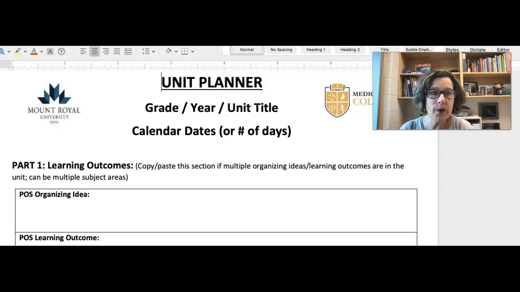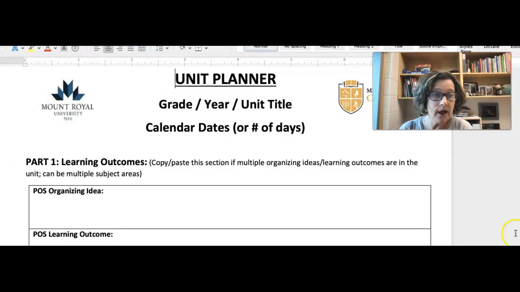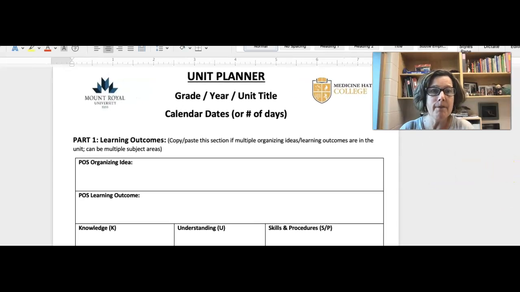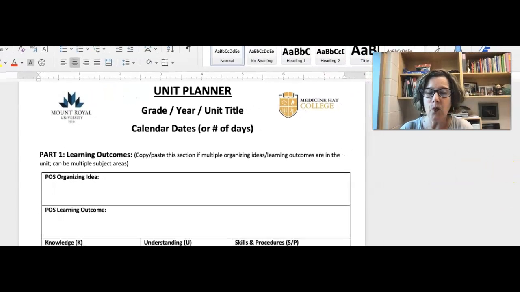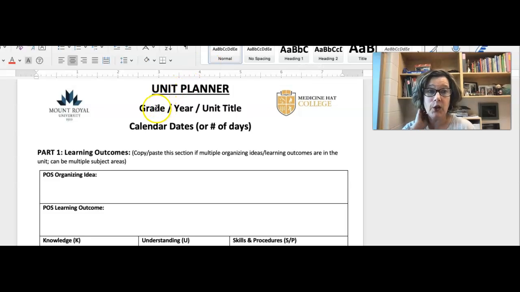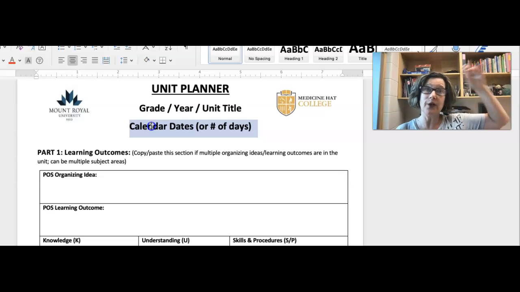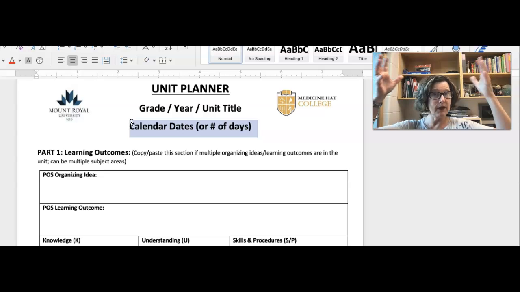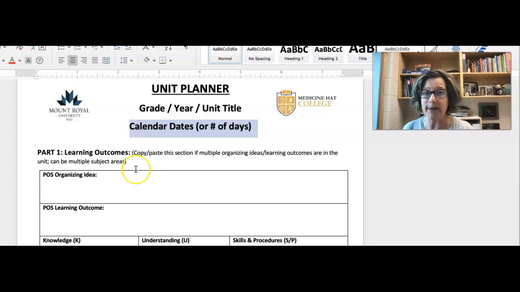I'm just going to show you the unit planner because, like I said, Lauralee and Jason are going to spend a little bit more time on the unit planner, but this is basically what it's going to be. So you're going to put the grade, the year, the unit title, calendar dates, and this comes off of the year plan. So if you said, I'm going to do Reader's Theater from February 1st to March 2nd, that's where these dates come from. So you can see that the year plan gives you some real stability for all the rest of the planning.